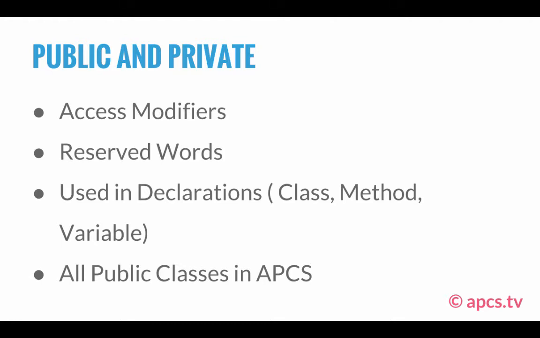The keywords are also known as reserved words, so I may mention keywords or reserved words, it's the same thing. Public and private are keywords that are used in declarations for classes, for methods, and for variables. We've seen them, for example, when I've been declaring a public class, and similarly for the main method. We haven't really used them in variable declarations, but they actually become a very important part. And in the AP Computer Science test, every class will be public. They restrict it to only public classes.